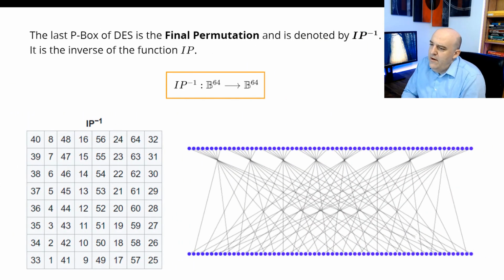Opposite to the initial permutation is the final permutation, which is denoted by IP inverse. That's actually just the inverse of the initial permutation. So this goes from B64 to B64. Both IP and IP inverse are bijections. If we look at this list, we see that every integer between 1 and 64 is used once and only once. So sigma there is a bijection, and therefore the associated P box is also a bijection.